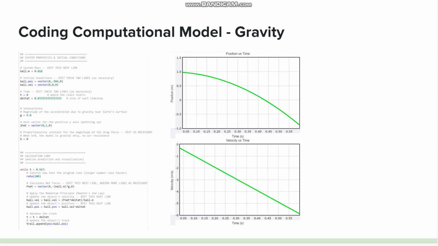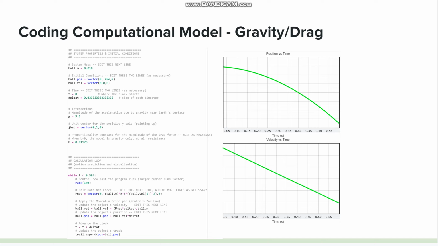Seen here is the computational aspect of this lab, specifically being my gravity-only based model. The initial conditions included that the mass was 0.018 kilograms, that the initial position was the vector 0, 0.984, 0, and the delta t was 0.03 repeating. And the following F net, velocity, and position equations can be seen at the bottom. Using this code, the following graphs were created. As seen, position decreased quadratically, while velocity decreased in a linear manner.